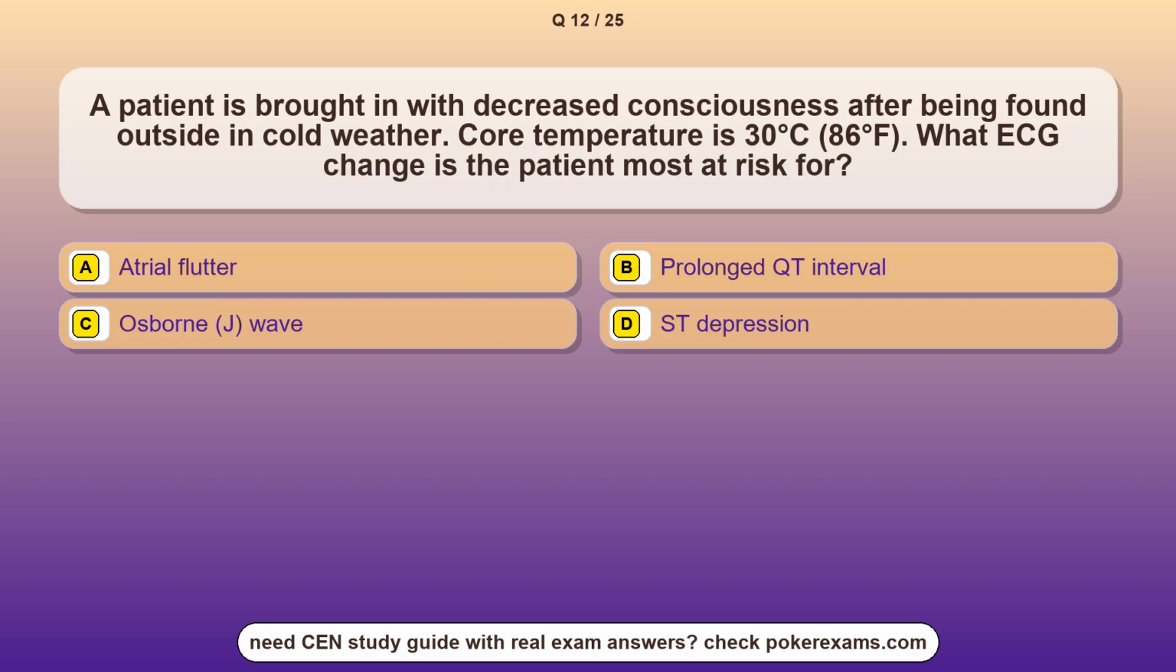Question 12. A patient is brought in with decreased consciousness after being found outside in cold weather. Core temperature is 30 degrees Celsius, 86 degrees Fahrenheit. What ECG change is the patient most at risk for? Option A, atrial flutter. Option B, prolonged QT interval. Option C, Osborn J wave. Option D, ST depression.